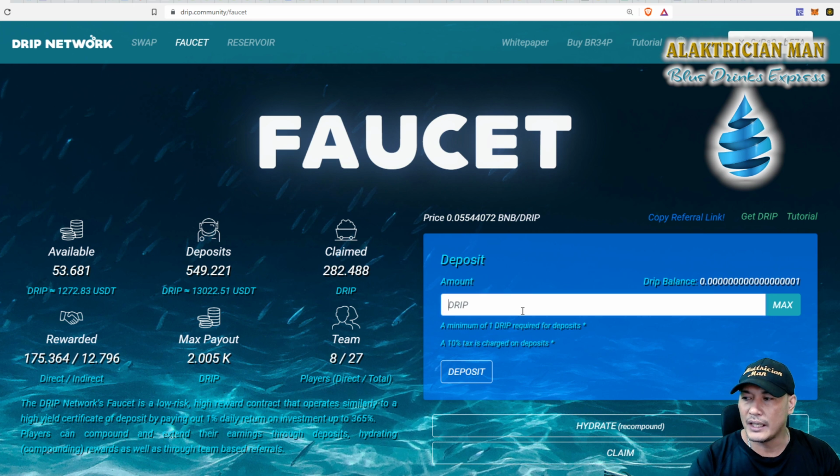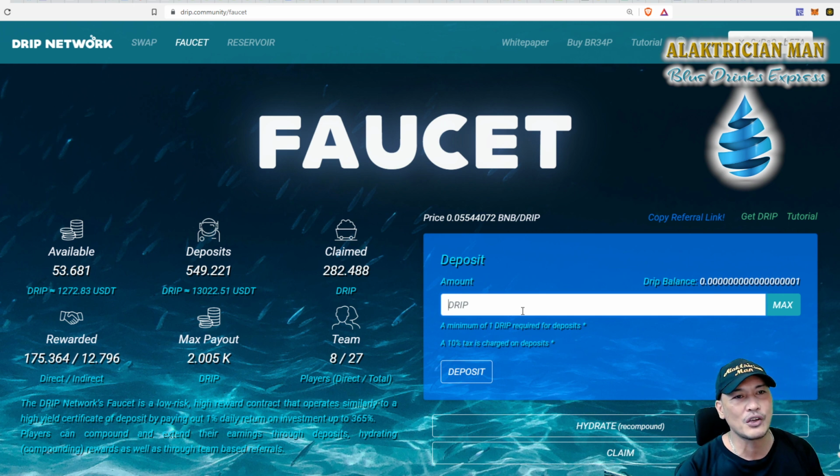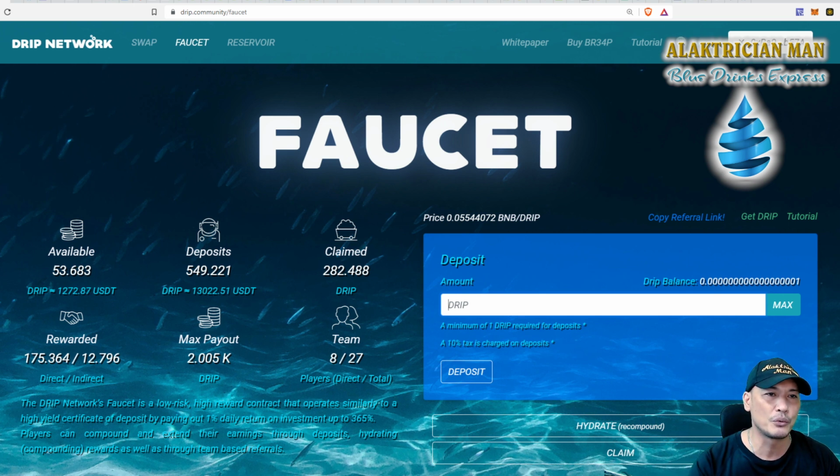But anytime you put a deposit in, there's a 10% tax. Anytime you claim out, there's a 10% tax. Anytime you recompound, there's a 5% tax. This is probably the only time that you're going to be happy to pay tax. The taxes are there to keep the system sustainable for a very, very long time, or forever, for the life of the blockchain. So the taxes are really good.